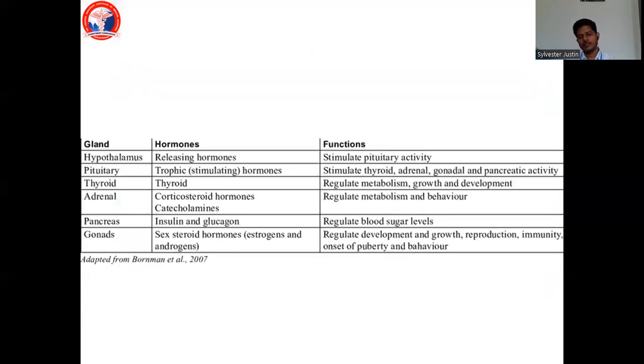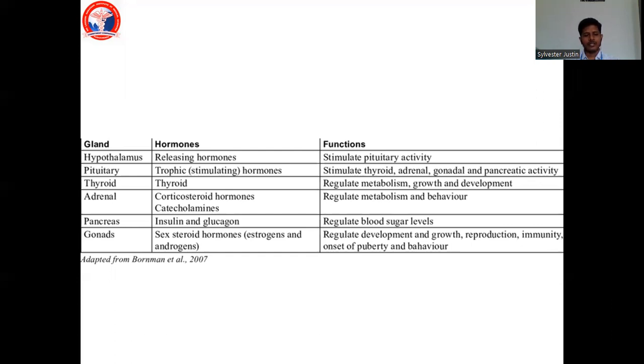Now that we have seen the types of hormones and the receptors, let's look at what the main endocrine organs are and what their functions are. So the hypothalamus, its function is to release the releasing hormones, which go and stimulate the pituitary activity. The pituitary releases the trophic stimulating hormones, which stimulate thyroid, adrenal, gonadal, and pancreatic activity. The thyroid releases thyroid hormones, which are necessary for metabolism, growth, and development.